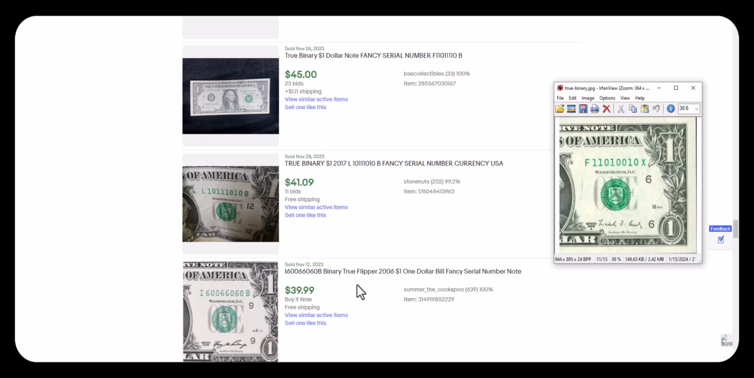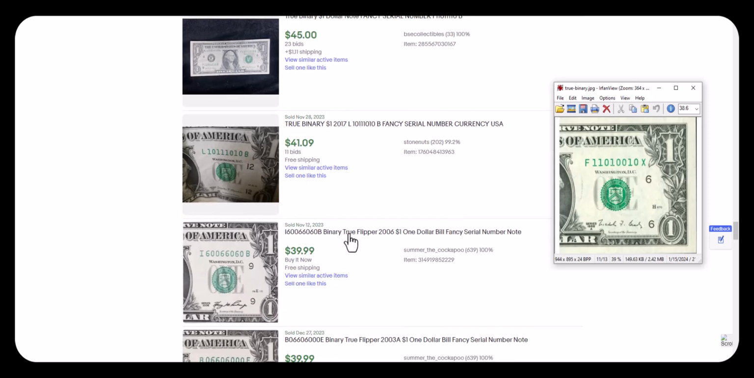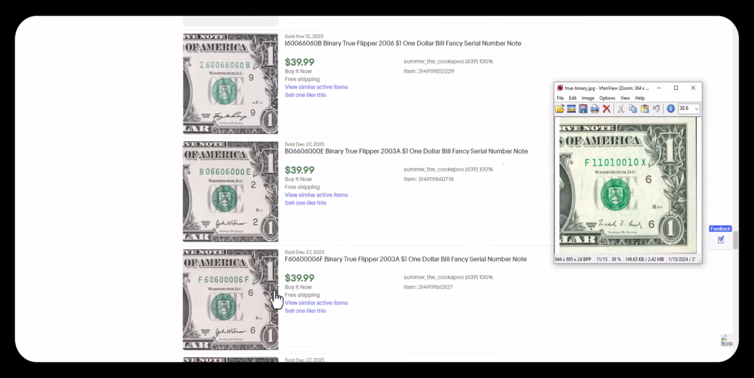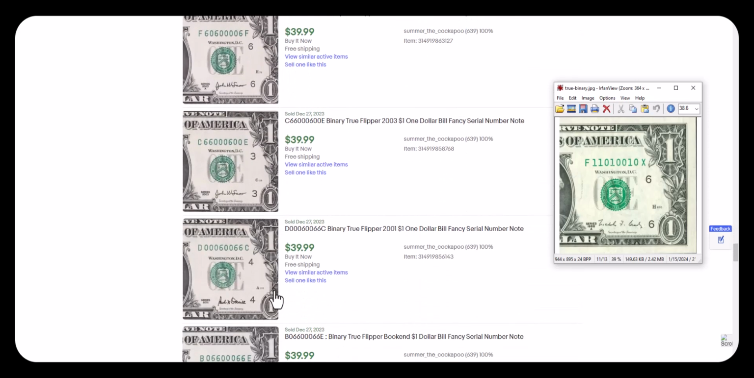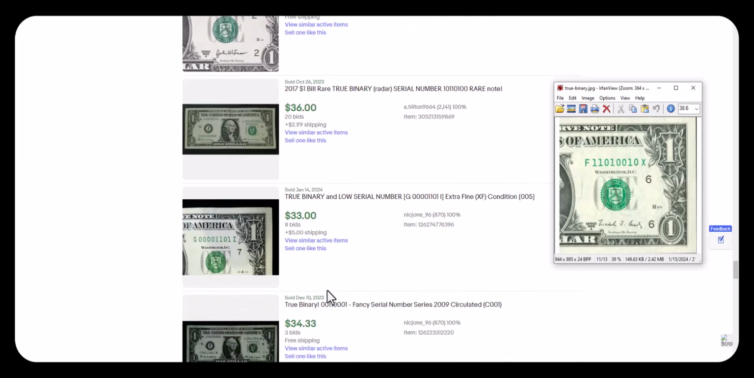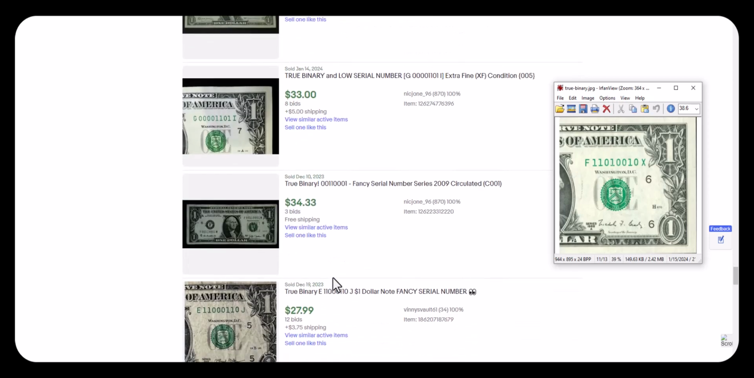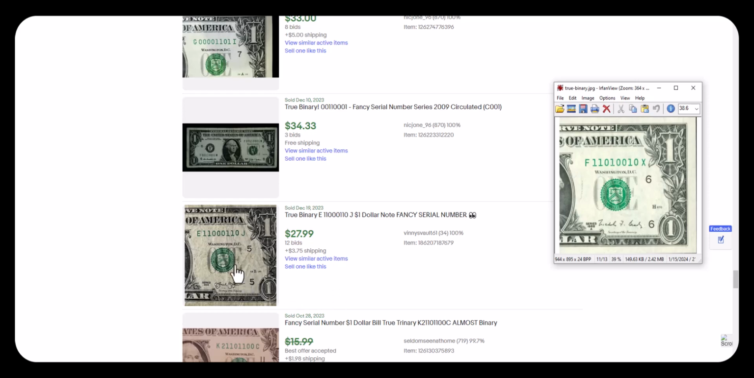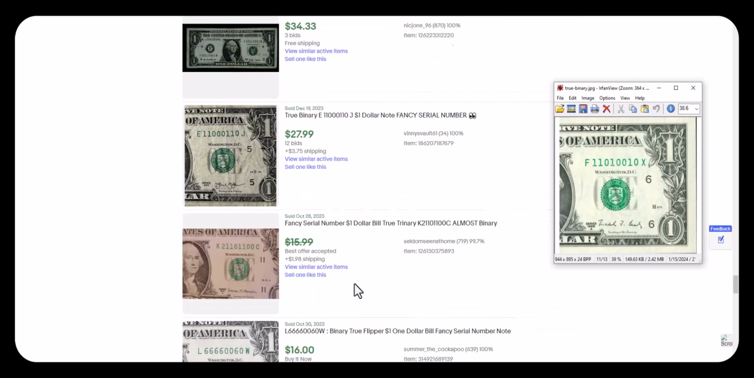Okay, caught true flipper is that, but it's not a true binary. It is a binary though. Okay, got a number of them that are 0s and 6s. Those are cool bills. Okay, got another kind of low one that sold for $38 shipped. That's a good deal. Okay, one for $30 shipped. It's a little on the wrinkly side.